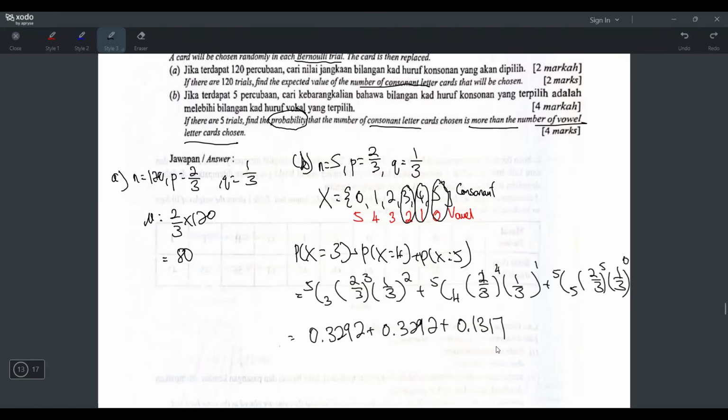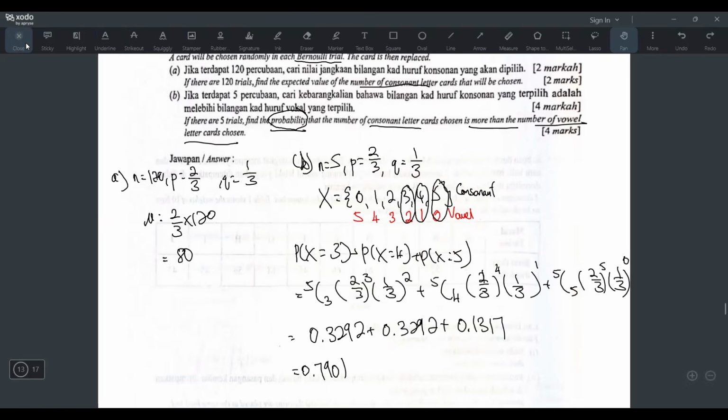Let me just double check quickly with my calculator, because I don't want to write the wrong answer for you. Okay, this is 0.1317. Yes, correct. Now add 0.3292 and then plus 0.3292. Okay, my calculator gives me 0.7901. So that should be the answer. And the question asked for probability, right? Yeah, that's the probability. Okay, that's all.